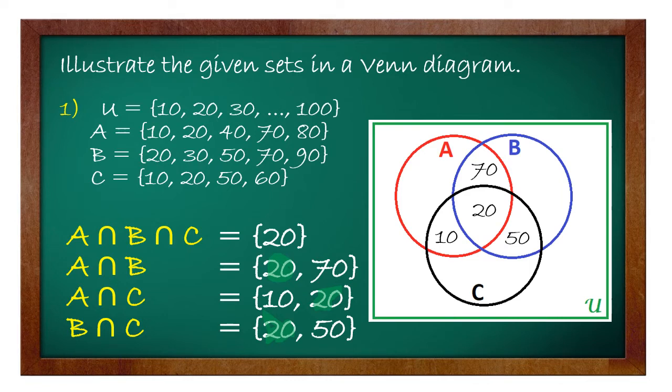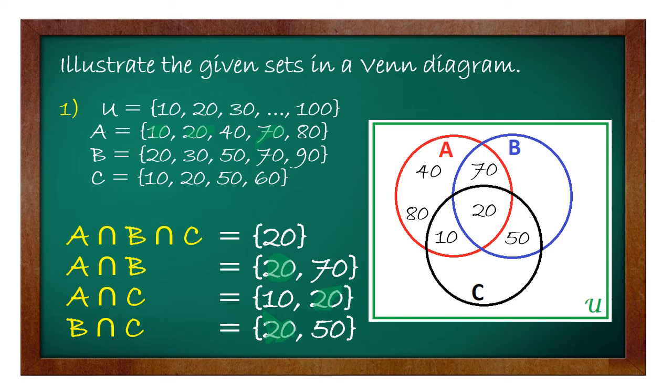So, unahin natin yung set A. Pero bago natin ilagay yung mga elements ni set A, tingnan muna natin yung circle na red. Kung mapapansin natin, meron ng mga elements na nasa loob ng circle na red. Those are 10, 20, at 70. Ibig sabihin, ang ilalagay na lang natin sa A-only part ay ang 40 at ang 80.